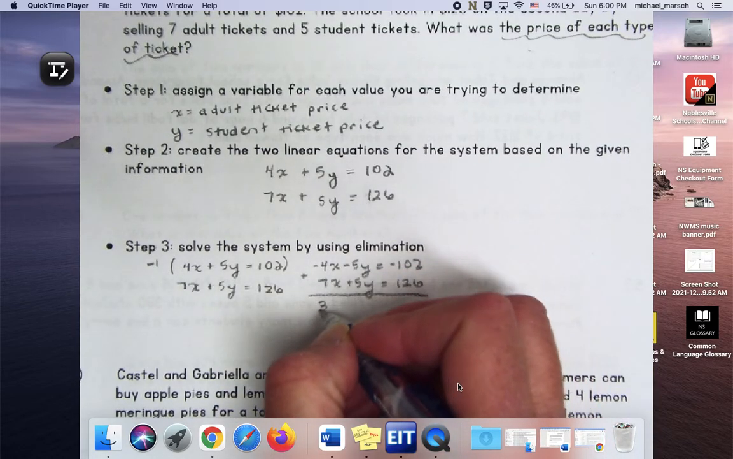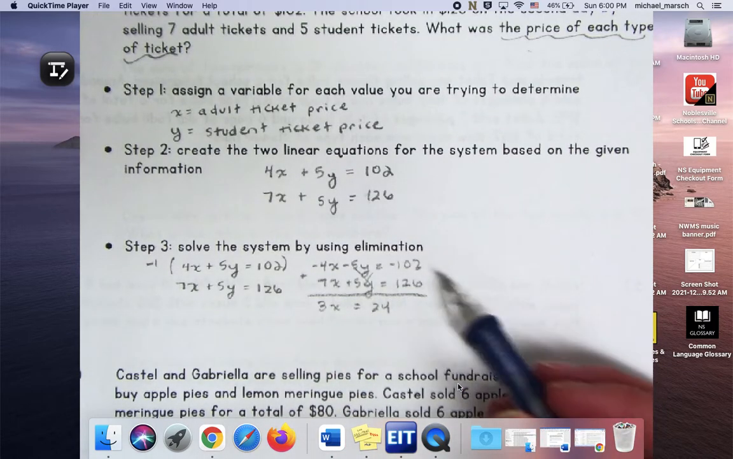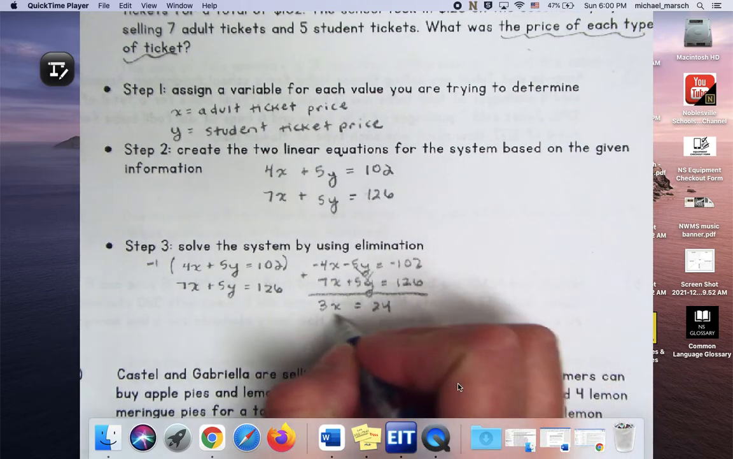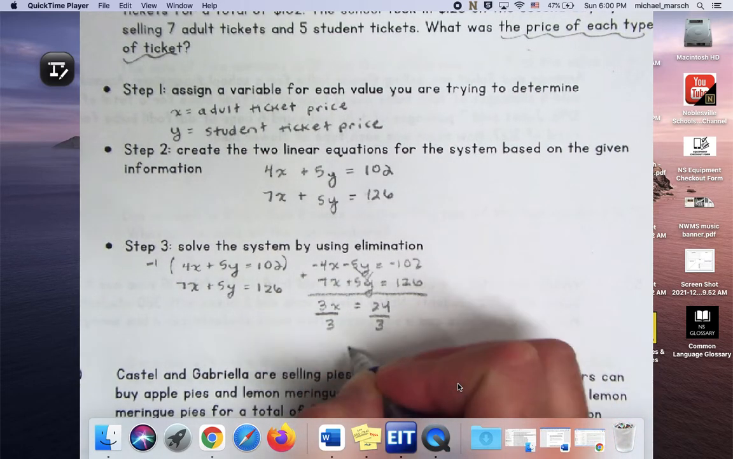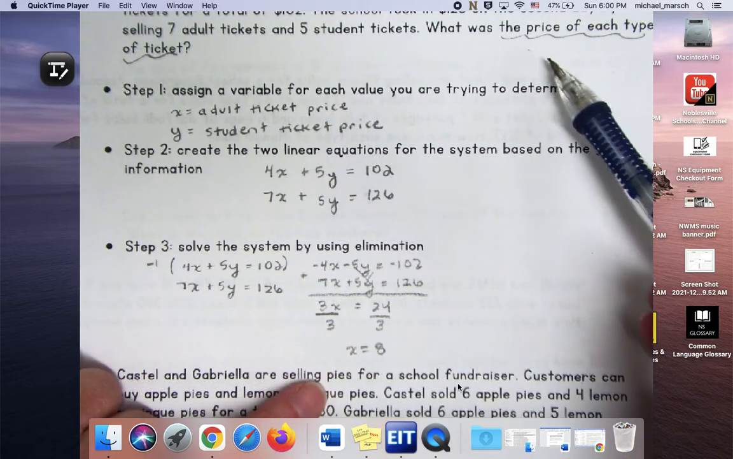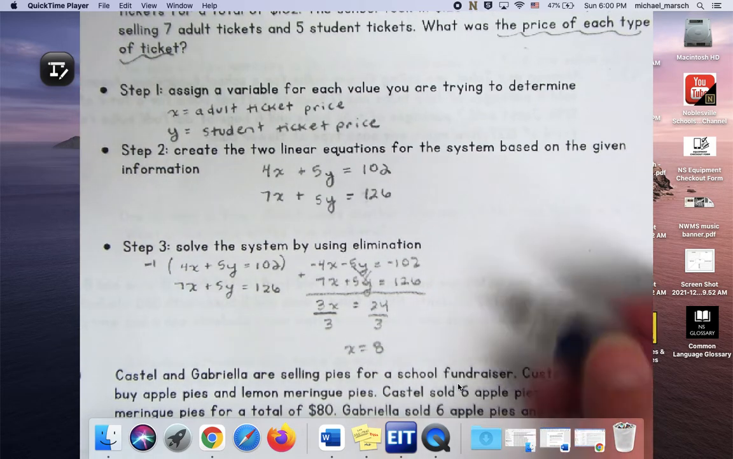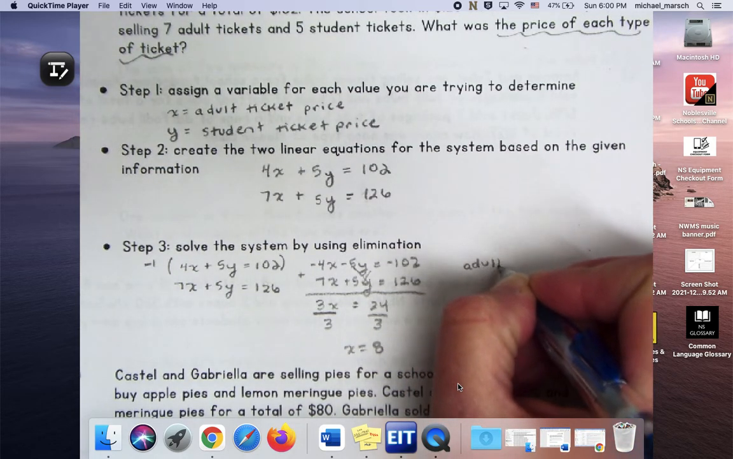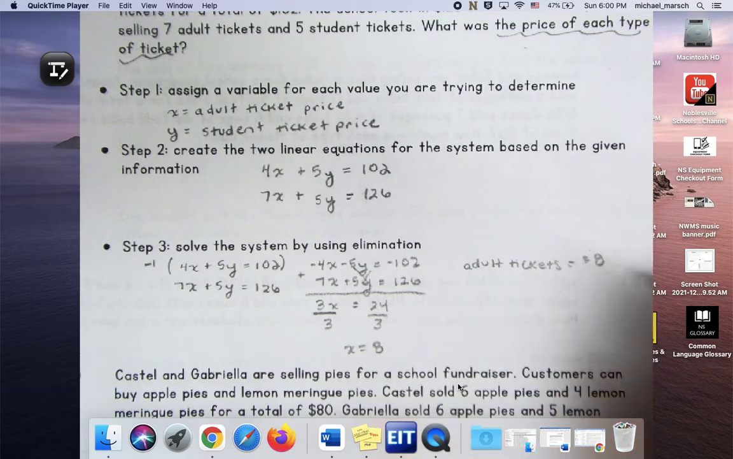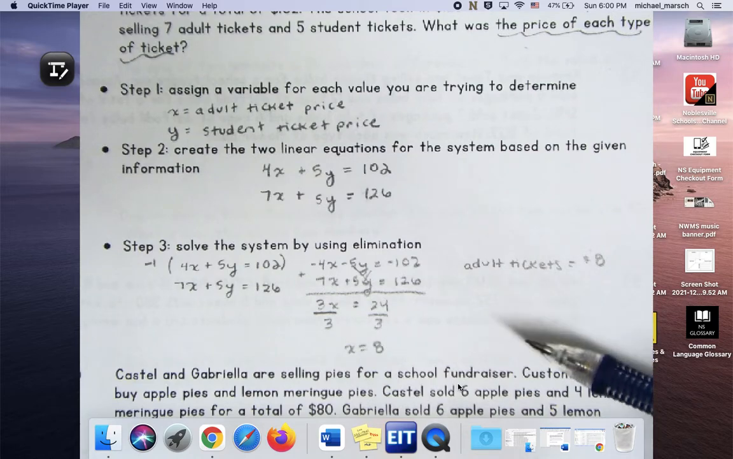Combine these, so I'm going to have 3x equals 24, because negative 102 plus 126 is going to give me 24. Divide by 3, x will equal 8. So I still need to know what is the price of each type of ticket. If x is the adult ticket price, then I know that adult tickets equal $8 each, right?